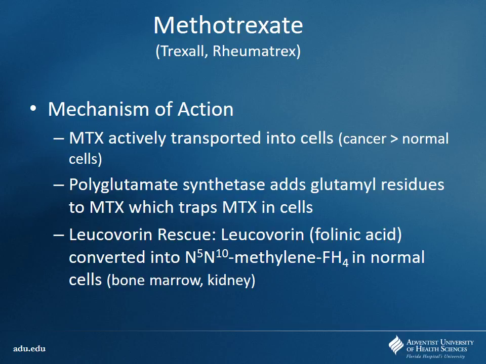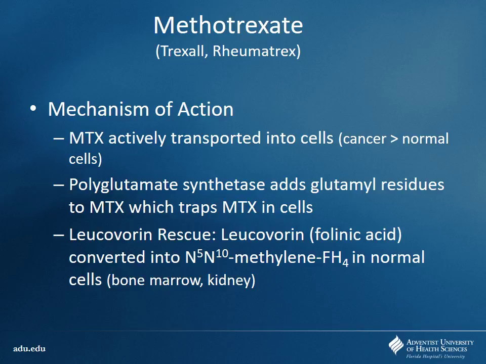So how the drug actually gets to its site of action. Basically, you'll find that methotrexate, because it looks kind of like dihydrofolate, is going to get actively transported into cells, and because cancer cells are rapidly dividing, they're trying to produce new DNA at a higher rate than regular cells. You have preferential uptake of methotrexate into these cancerous cells. Once methotrexate gets in, it ends up having these glutamyl residues added onto it that actually prevent it from ever escaping the cell. So once it's there, it's kind of stuck there.